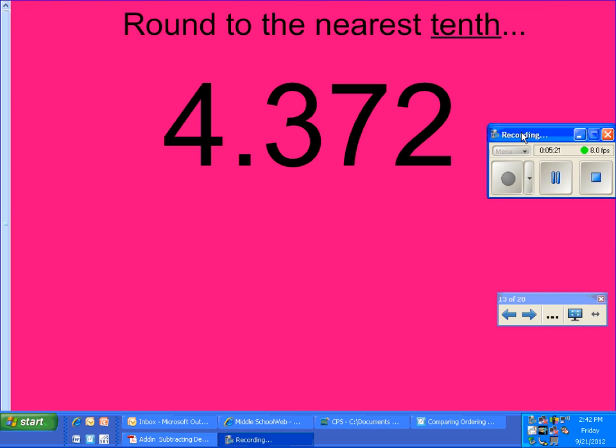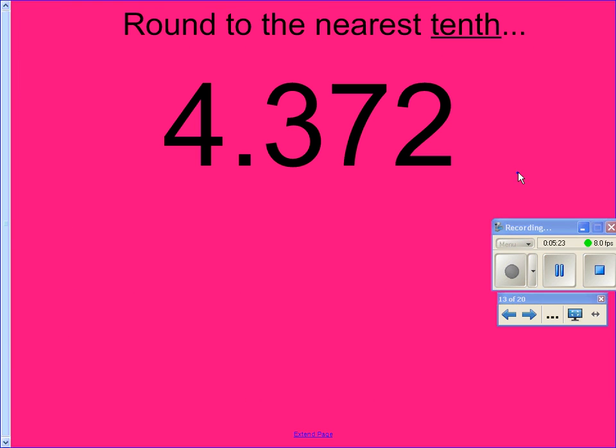We have 4 and 372 thousandths, but it says to round it to the nearest tenth. We know that the tenths place is the first place after the decimal. So we're underlining the 3, and the 3 looks to the right, which is a 7. The 7 is greater than 5, so the 7 tells the 3 to go up. And then all these other numbers fall off. So the 7 and 2 go away, so your rounded number is 4 and 4/10.